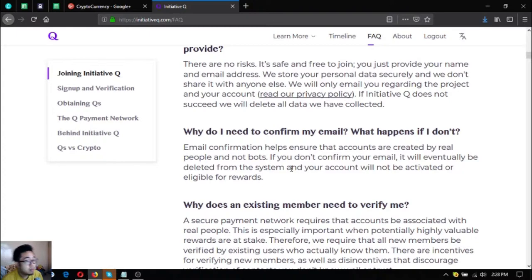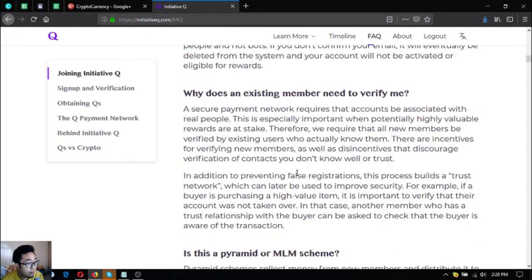Why does an existing member need to verify me? A secure payment network requires that accounts be associated with real people. This is especially important when potentially highly valuable rewards are at stake. Therefore, we require that all members be verified by 6 existing users who actually know them. There are incentives for verifying new members, as well as disincentives that discourage verification of contacts you don't know well or trust.